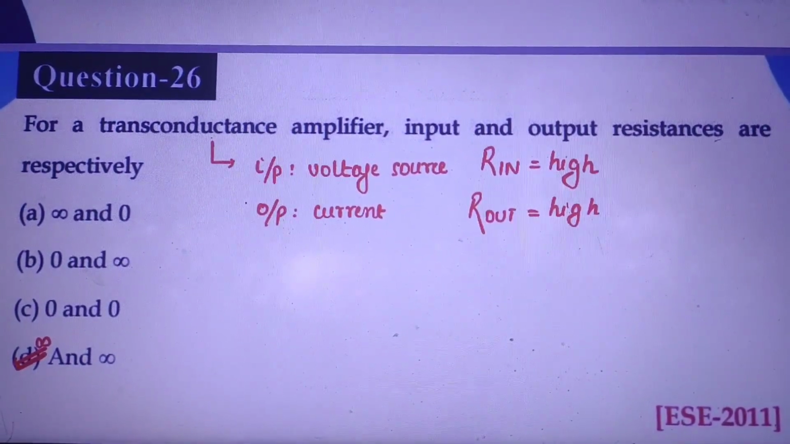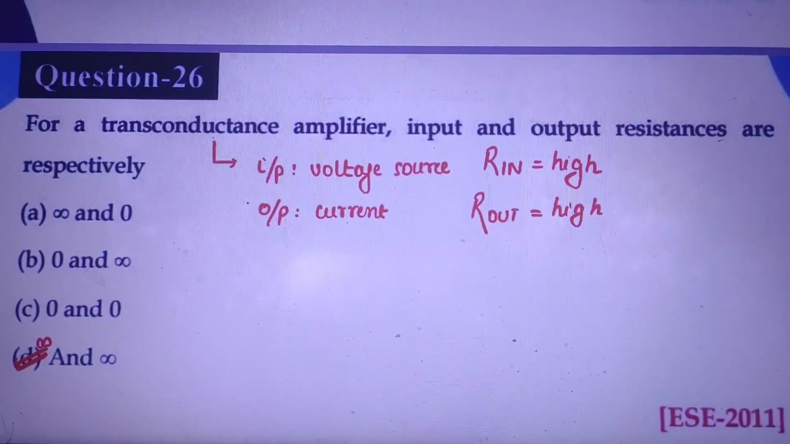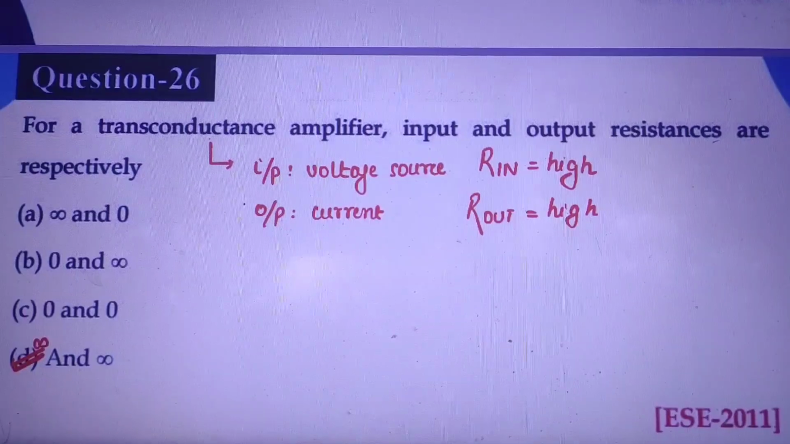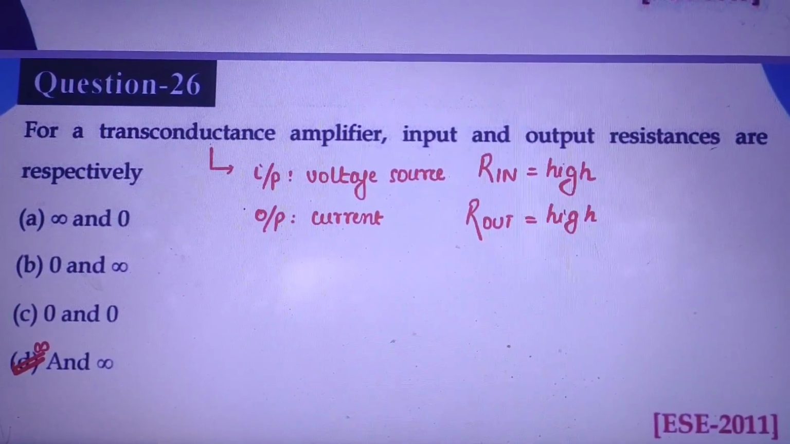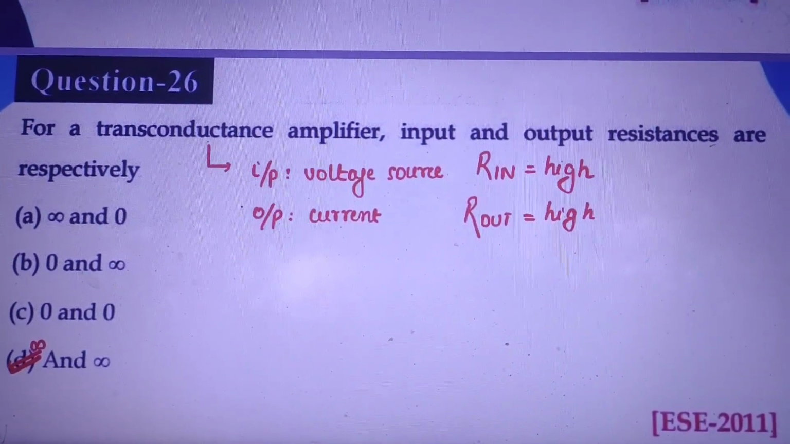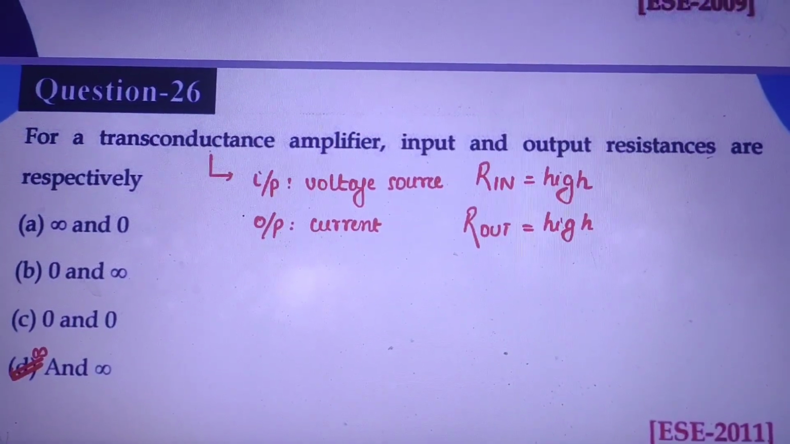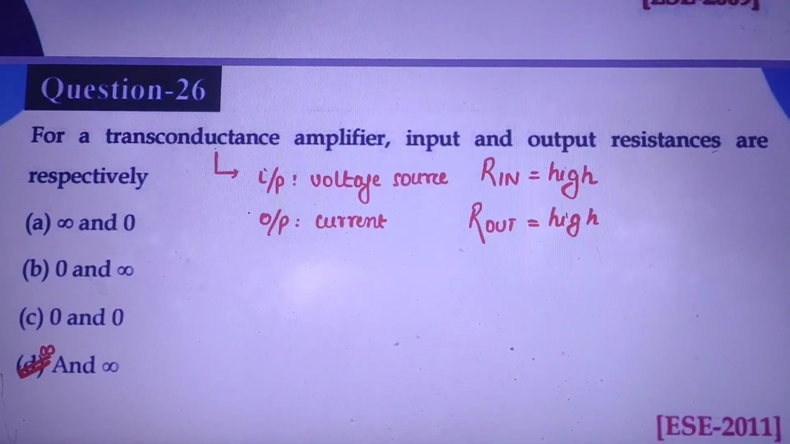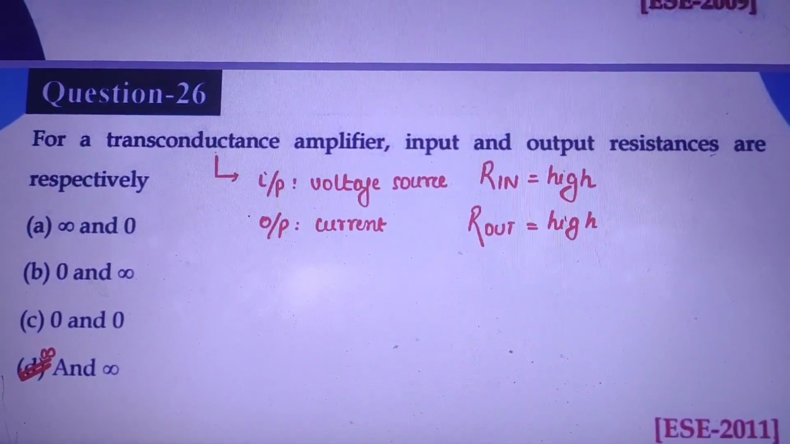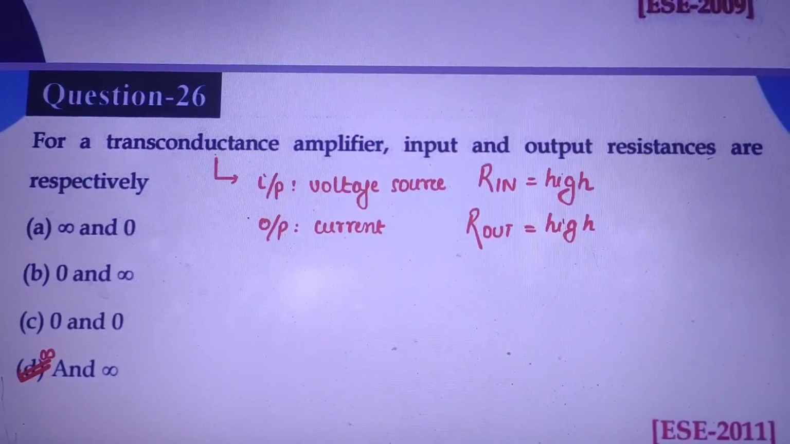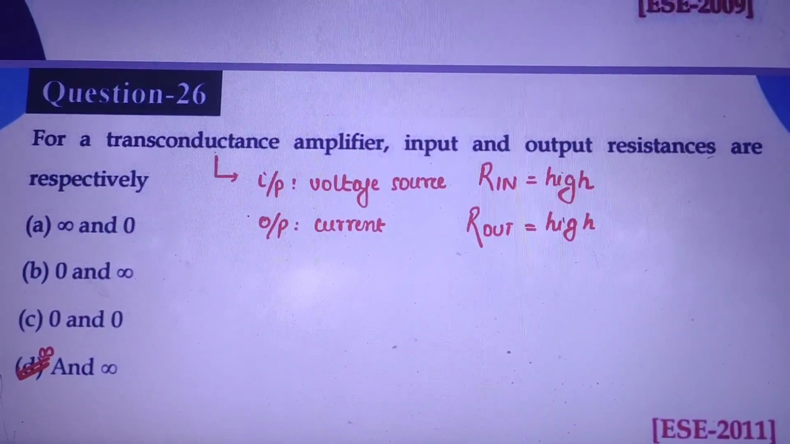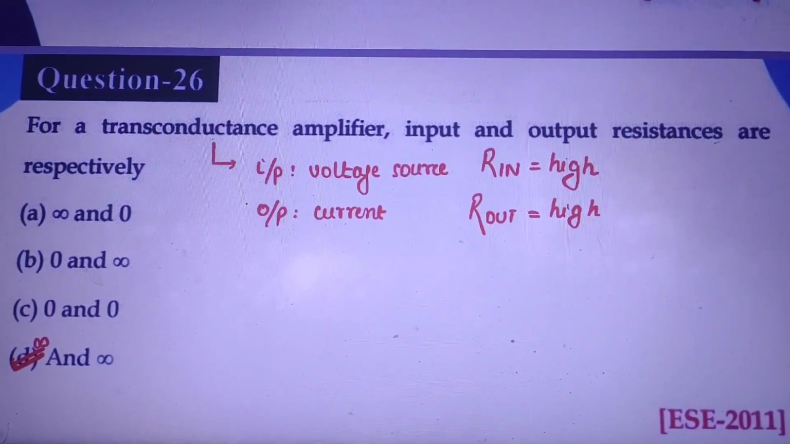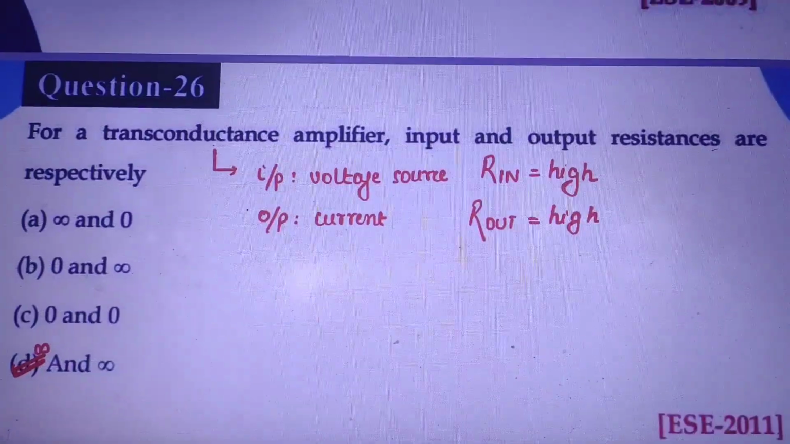You know, in digital circuits we give 4 types of inputs: 00, 01, 10, 11. 0 represents low and 1 represents high. Now, trans resistance is 00, so it has low input resistance and low output resistance. Second, current amplifier 01, it has low input resistance and high output resistance. Third, voltage amplifier, it has high input resistance and low output resistance. And fourth, transconductance, it has high input resistance and high output resistance.